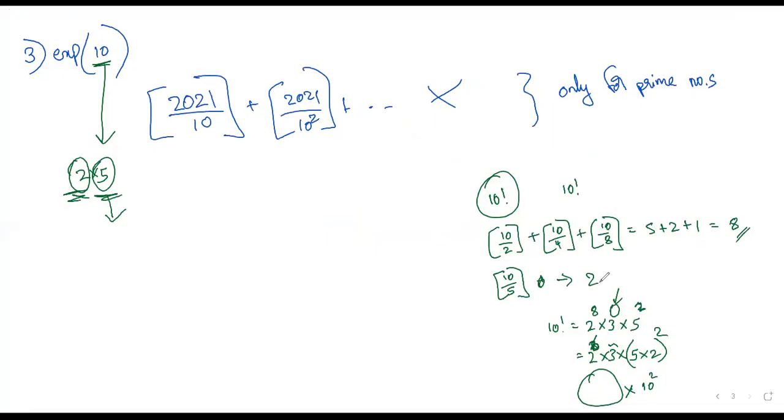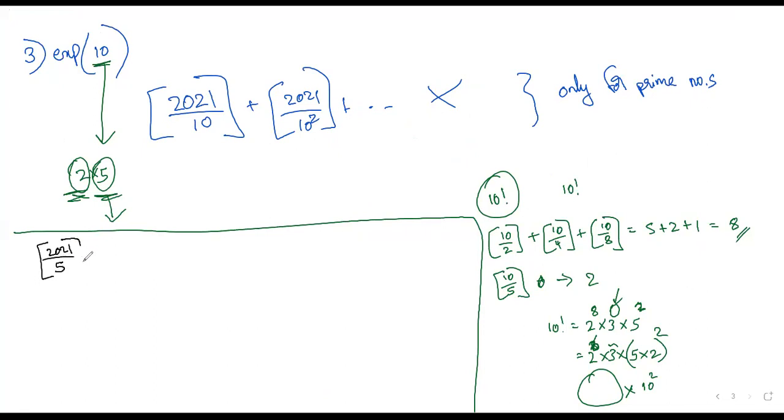Now over here, to find the number of zeros at the end of 2021 factorial, we also need to implement the same method. We need to find the exponent of 5. So the correct approach to do this question is floor of 2021 by 5 plus 2021 by 25 plus 2021 by 125 plus 2021 by 625. 625 times 5 would exceed 2021, so that's it. Now let's start simplifying these values.